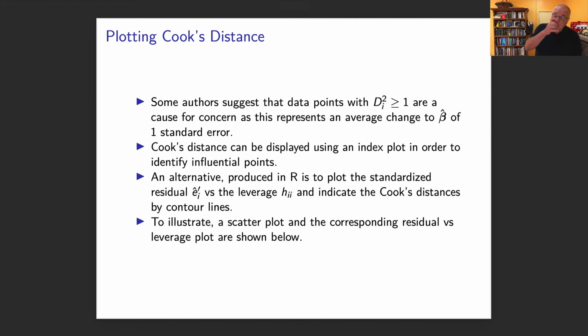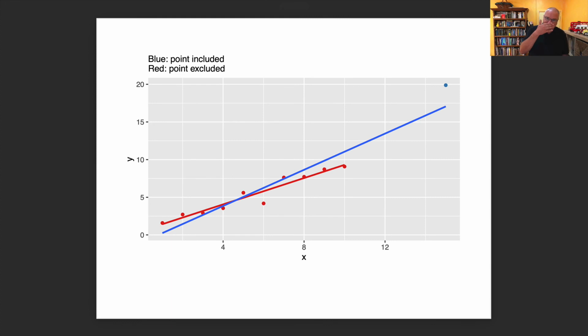So what do we do? As a rough rule of thumb, if you have a Cook's distance of greater than 1, you'd be concerned about that, because that's roughly all your parameters changing on average by 1 standard error. And this gives us our classic plot. So here's the original data set. We knew this point we're concerned about. It's got high residual, high leverage.